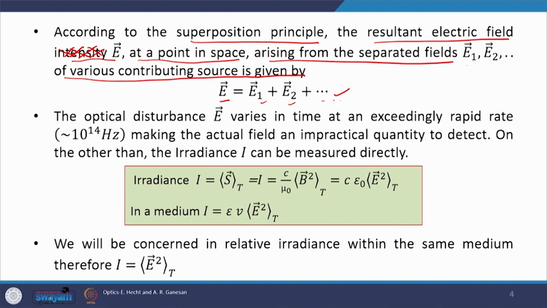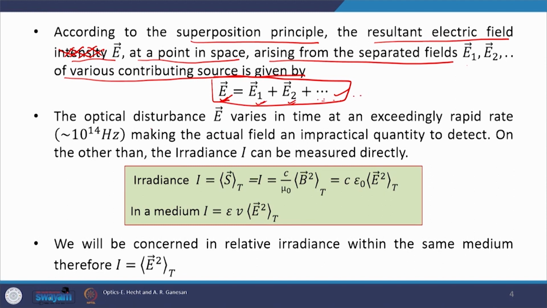If we have n number of sources which are emanating E1, E2, E3 and so on fields, then the resultant field would be the vector sum of all the contributing fields, and this is exactly what is being done here. The resultant field E is equal to the vector sum of E1 plus E2 plus E3 and so on.